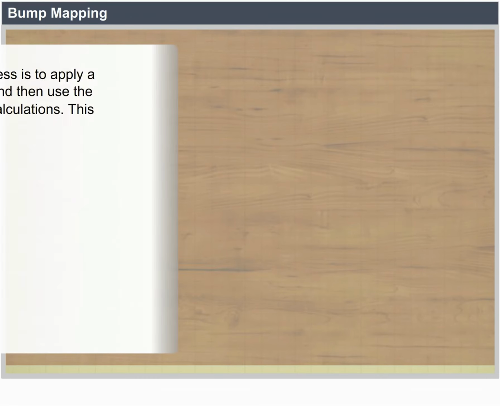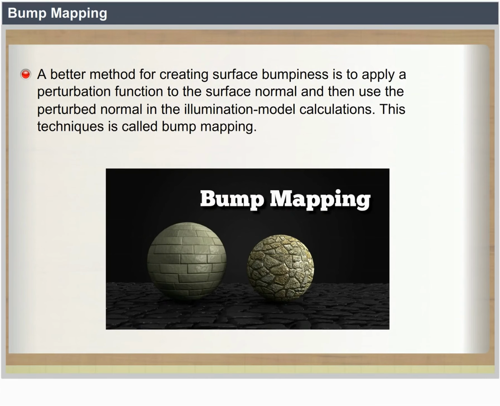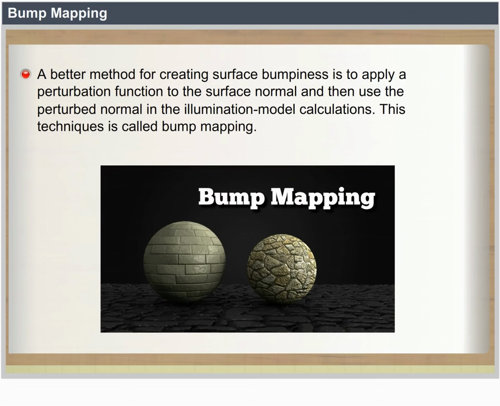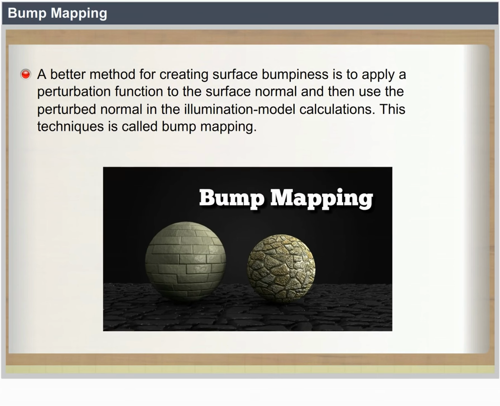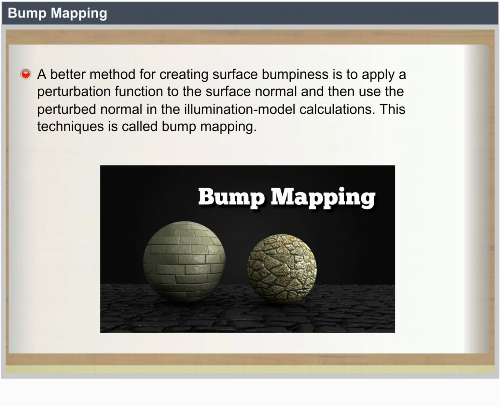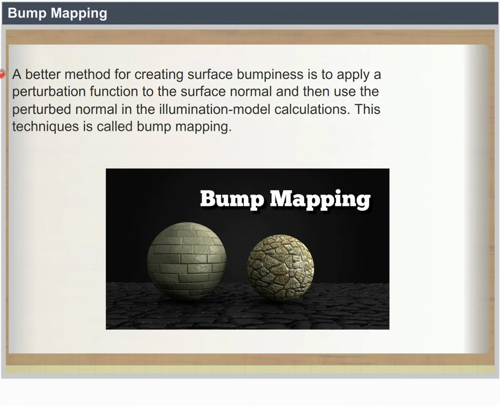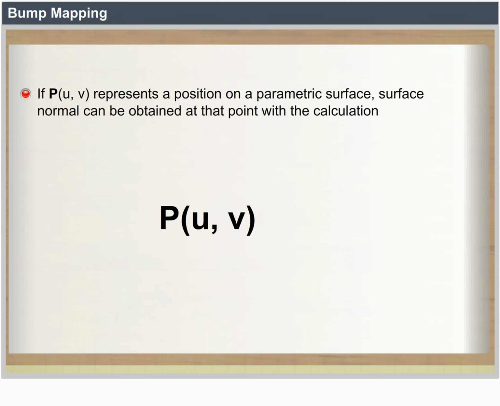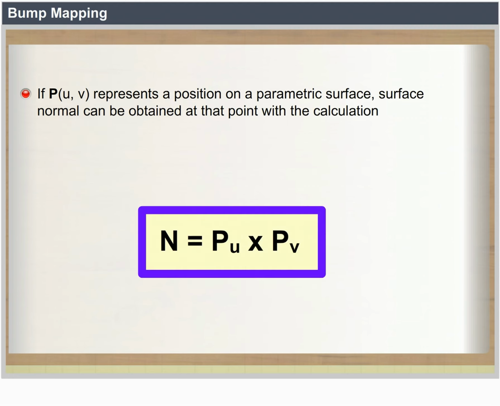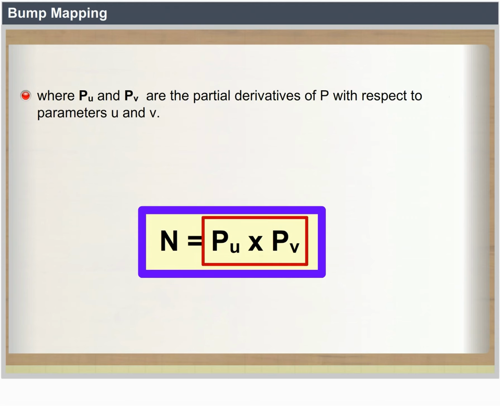Bump mapping. A better method for creating surface bumpiness is to apply a perturbation function to the surface normal and then use the perturbed normal in the illumination model calculations. This technique is called bump mapping. If P(u,v) represents a position on a parametric surface, we can obtain the surface normal at that point with the calculation N = Pu × Pv, where Pu and Pv are the partial derivatives of P with respect to parameters u and v.